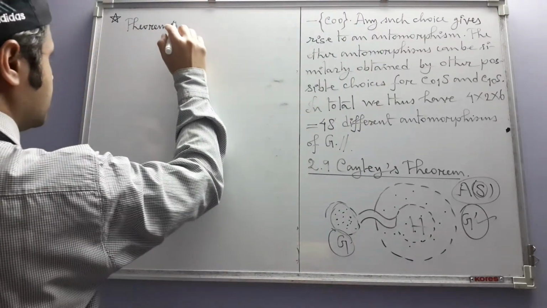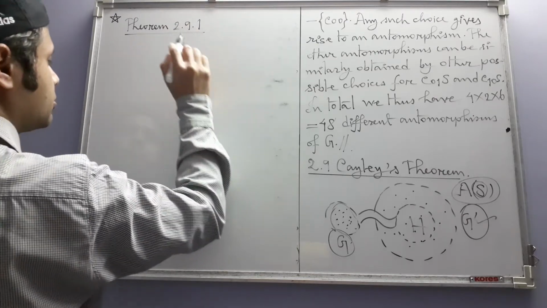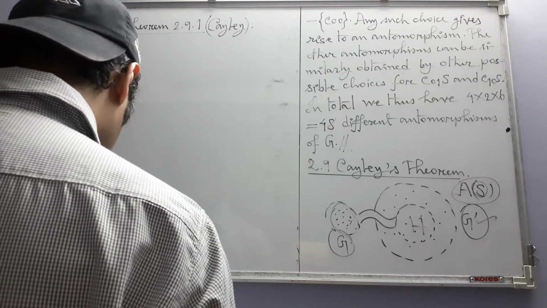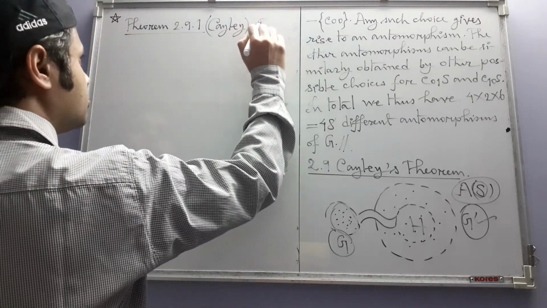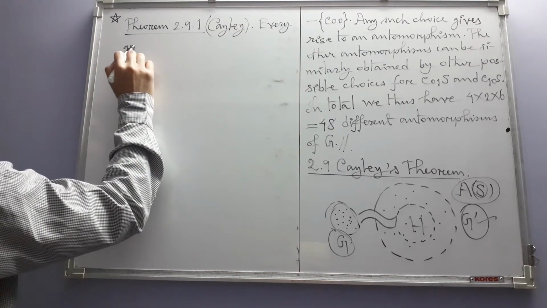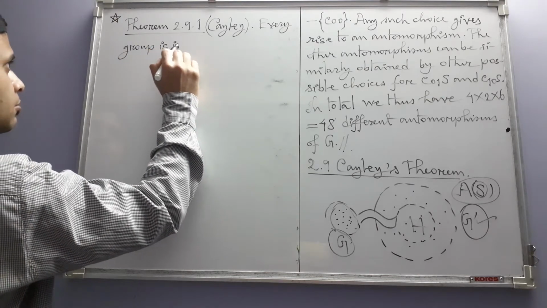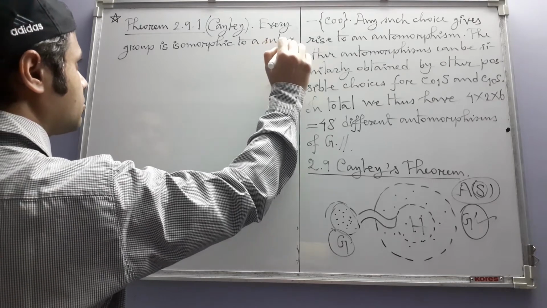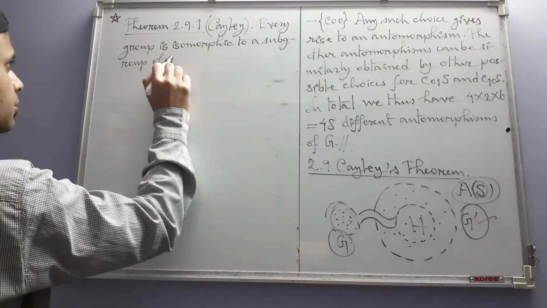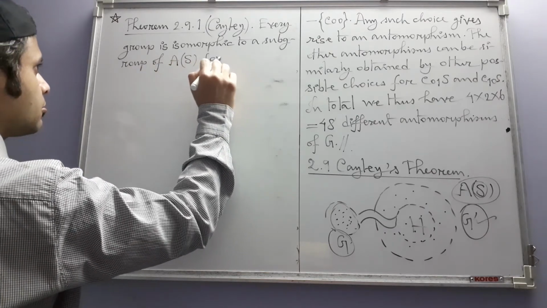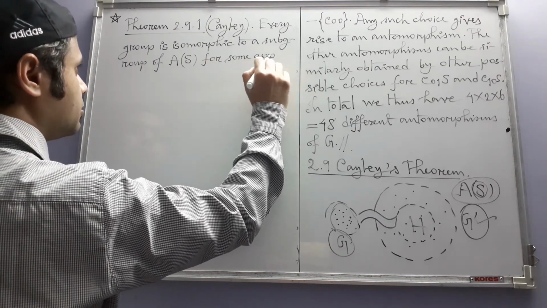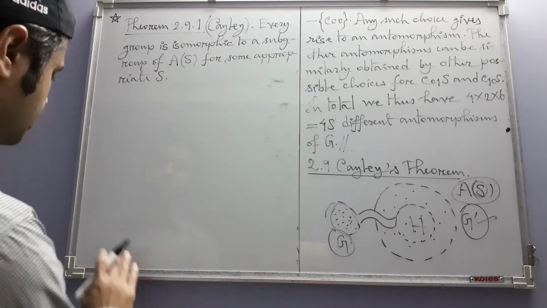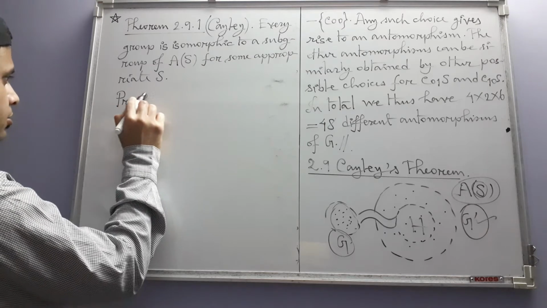Okay, so this is Theorem 2.9.1, and this is due to Cayley. And the statement precisely is this: every group is isomorphic to a subgroup of A of S for some appropriate set S. Let us now prove this.